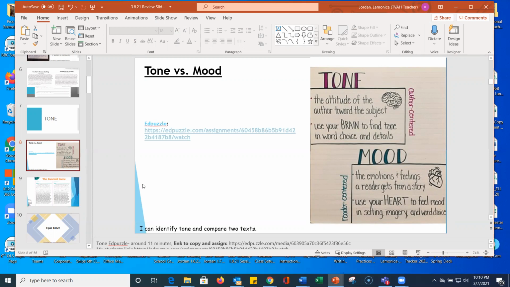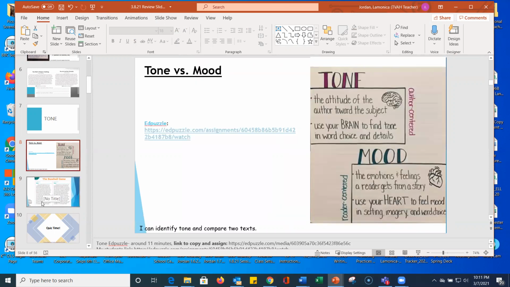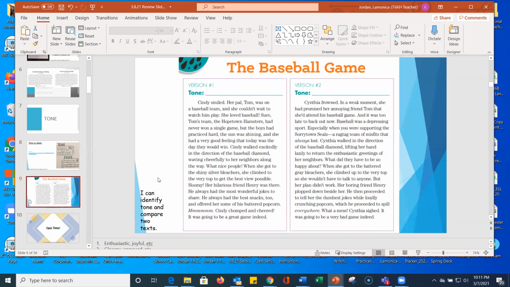Pause the video here. Be sure and do that Ed Puzzle. Come back once you're finished. All right, now that you are finished with that, let's try some practice. The baseball game, version 1 and version 2.